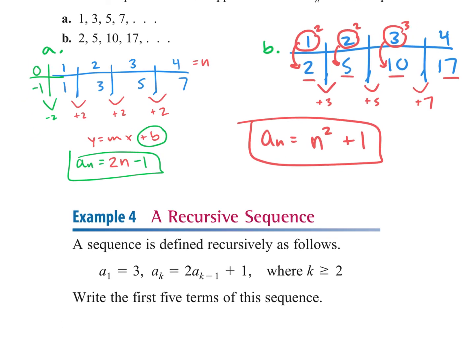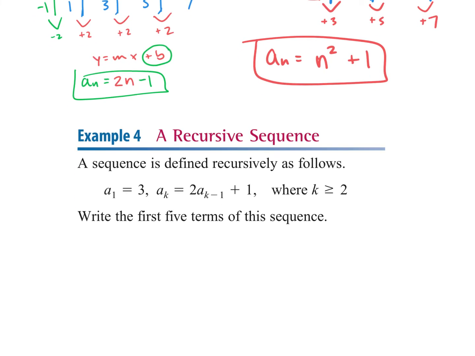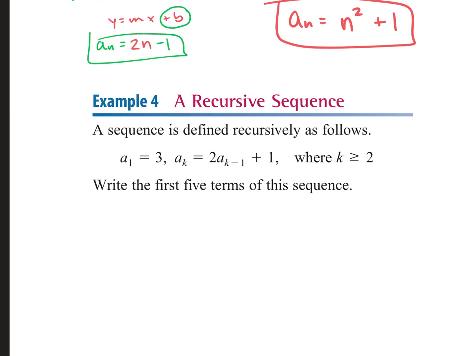All right, ready for the next example? So a recursive sequence requires the number before in order to go to the next. So I can't just find the 100th term without knowing what the 99th term is. So here it gives me a sub 1, and I have to write the first 5 terms of the sequence. So I know my first term is what? 3. That was given.